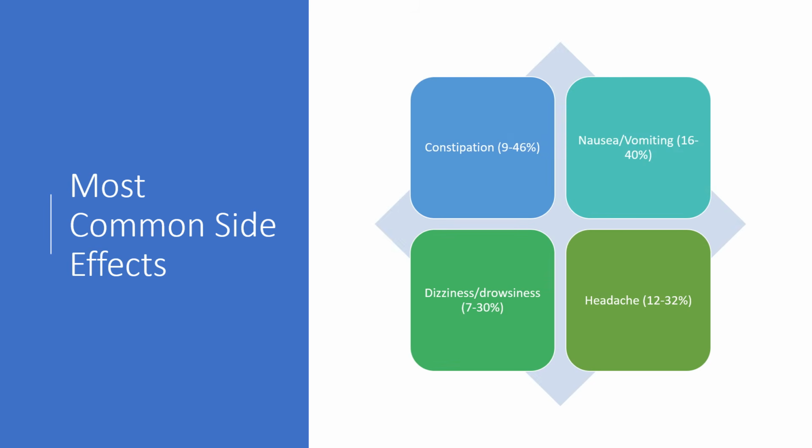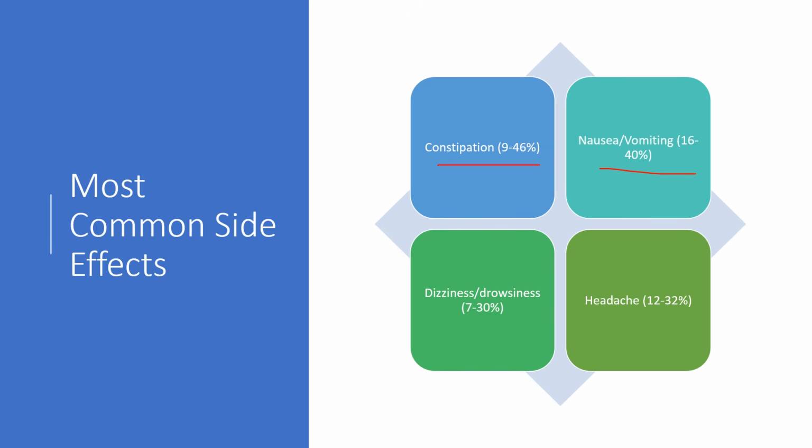Some of the most common side effects, we can see constipation in up to half of people. That is dose dependent. So the lower the dose, the less likely the risk. But oftentimes people need to take a stool softener or a stimulant laxative with this medication to prevent that. Nausea and vomiting can occur in up to 40%. Many people benefit from taking this medicine with food to reduce that chance.